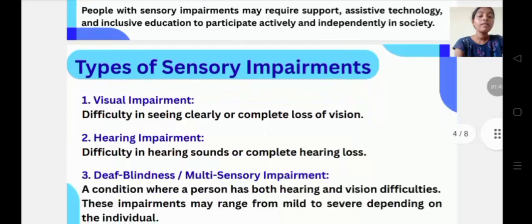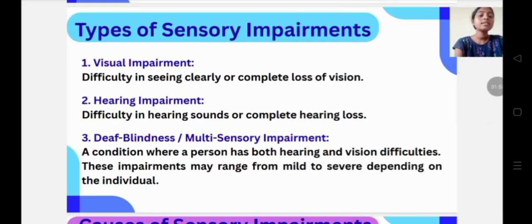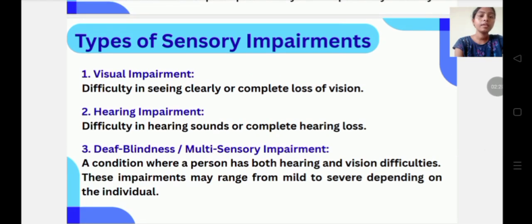Now I will discuss the types of sensory impairment. There are three main types. First is visual impairment, where a person has difficulty in seeing. Second is hearing impairment, where a person has difficulty in hearing sounds. And third is deaf blindness, where both vision and hearing are affected. These conditions may vary from mild to severe. So these are the types of sensory impairment.